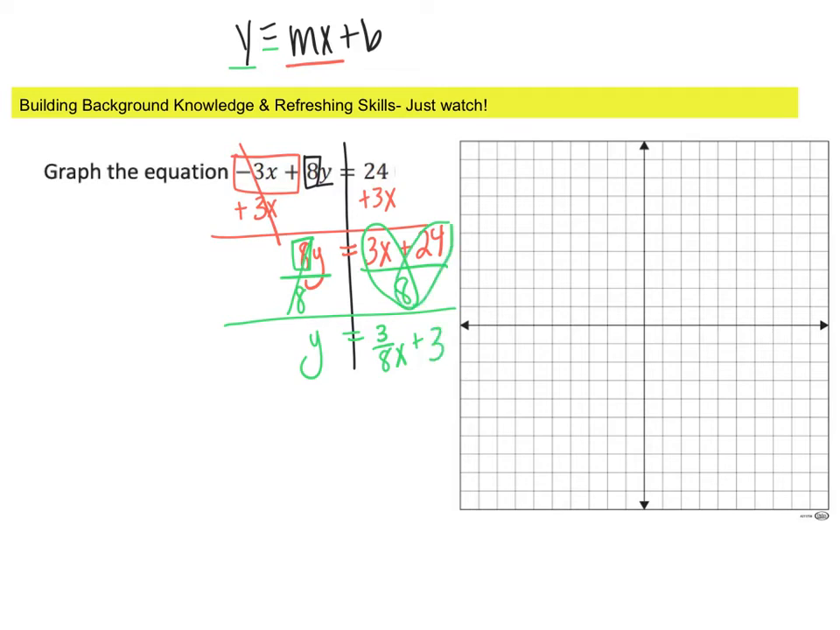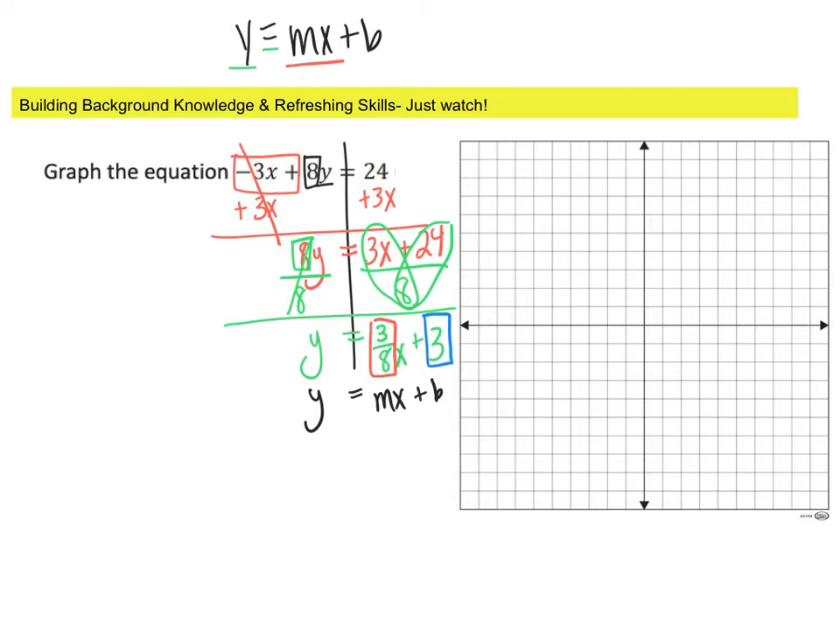So now I have my equation written in slope-intercept form. You can see I have y equals mx, my m is 3/8, plus b, my b is 3. And based on what we did yesterday, we know that this is our slope and this is our y-intercept. So I'm going to graph this.